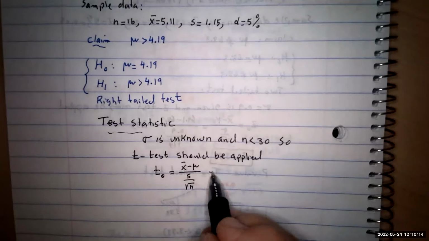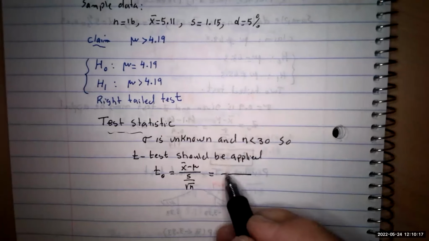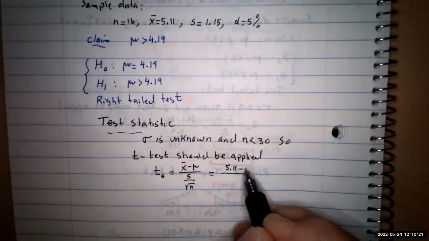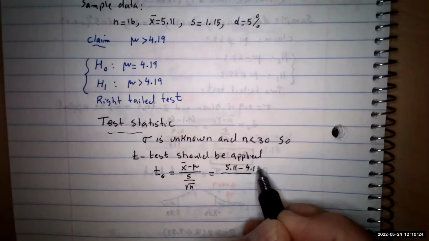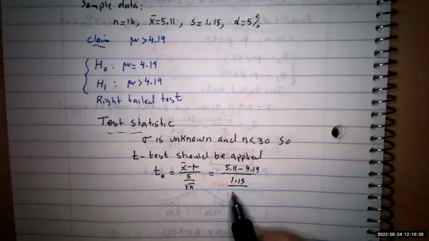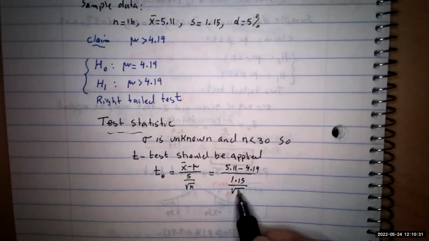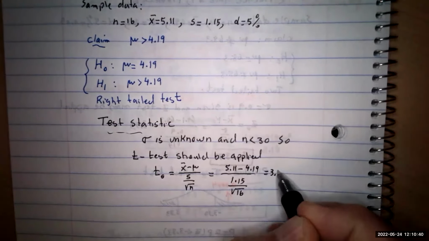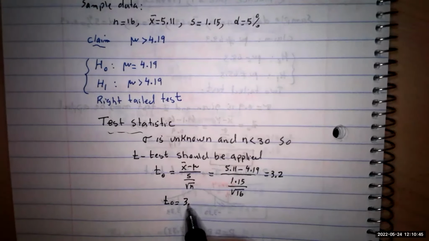So we plug the numbers in for this group. The mean is 5.11 minus the mu, the claim 4.19, over the S of 1.15 and the radical N, which is radical 16. Okay, carefully get this number, and it gives 3.2. So the T naught is going to be 3.2.